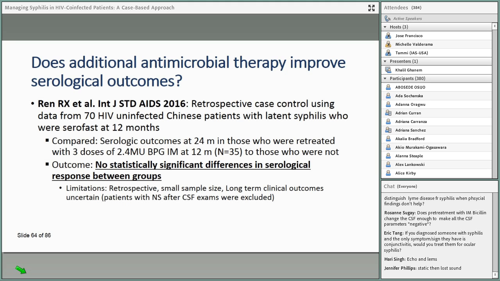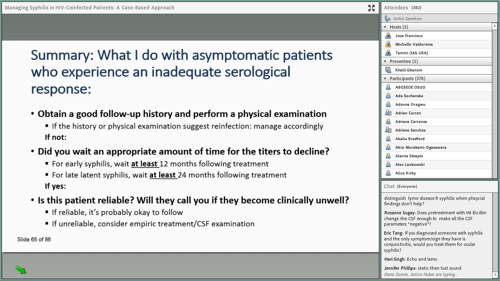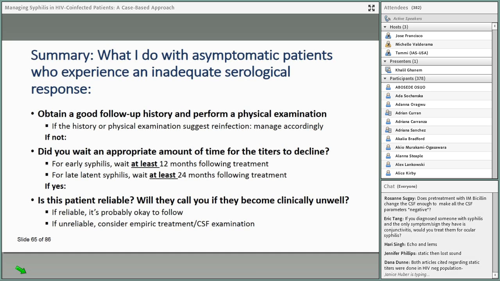This is an example of a patient who has an inadequate serological response. And the answer is essentially, well, let me show you the data. Does the serofast state predict poor clinical outcomes? Are these patients more likely to have underlying asymptomatic neurosyphilis? The data are not great, but a recent study showed that patients who did not have an adequate serological decline were not at greater risk of having underlying asymptomatic neurosyphilis. So really the data are not very strong to suggest that you're going to find a bunch of people who have asymptomatic neurosyphilis.